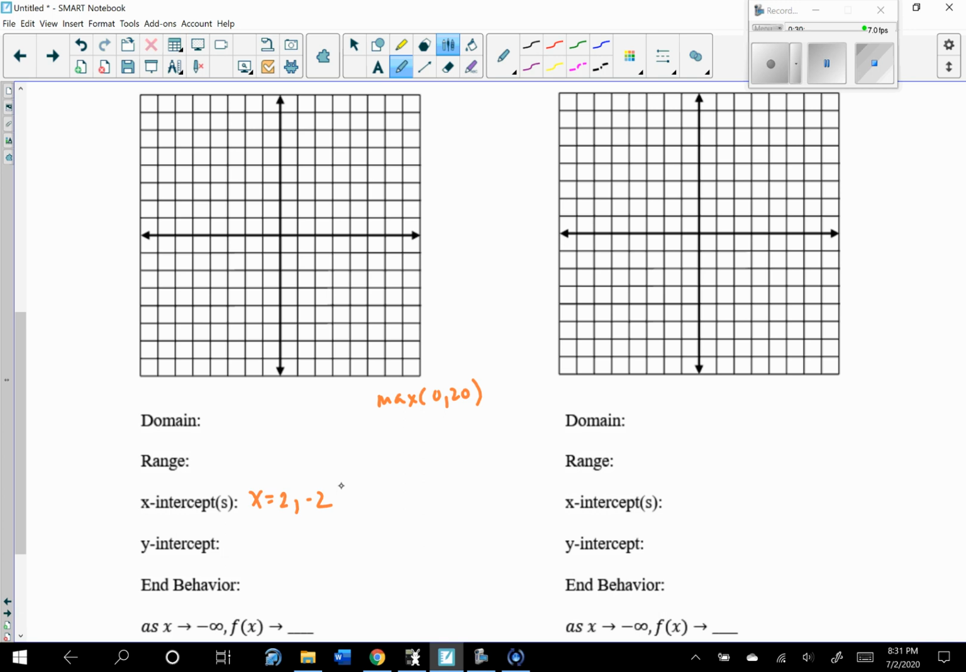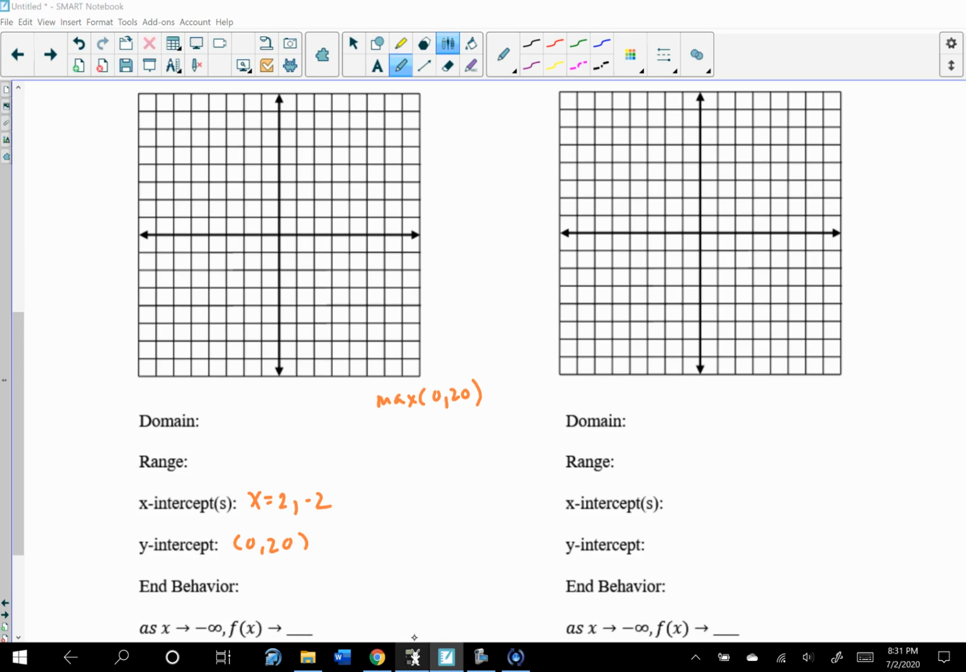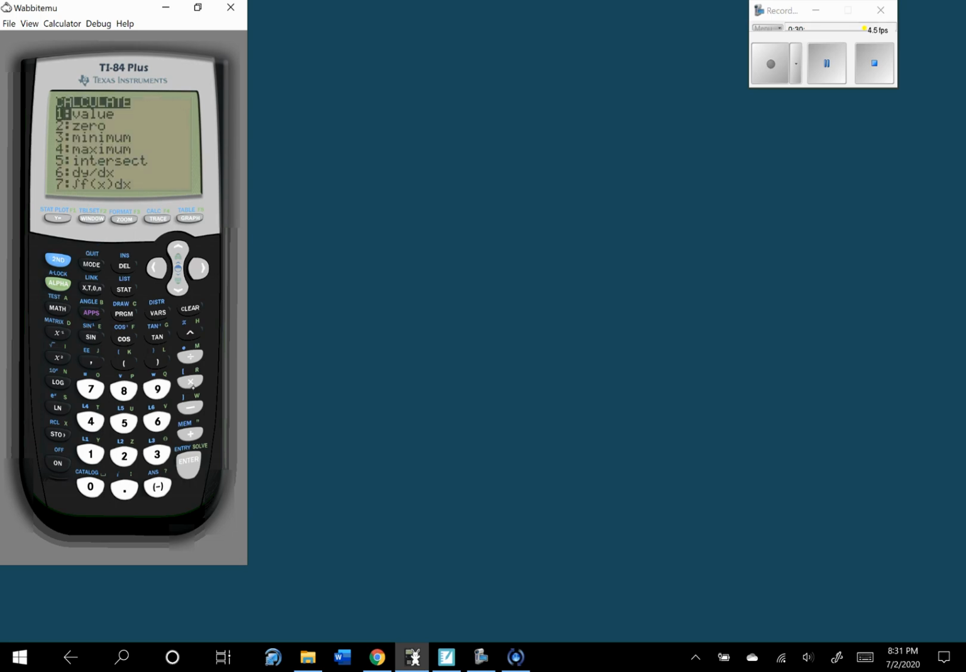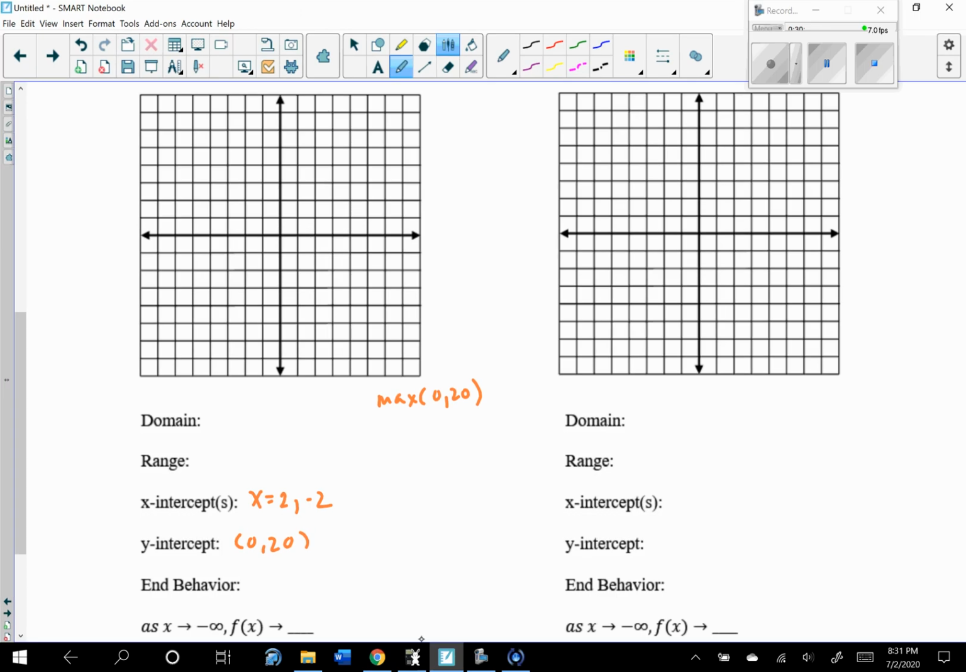And we want to find the y-intercept. Well, we already did that. We have the maximum at (0, 20). You can double check, hit second trace, value, and plug in an x value of 0. Notice you get 20, which is what we said was our maximum. And so those are the values that we're going to use in order to help us graph.